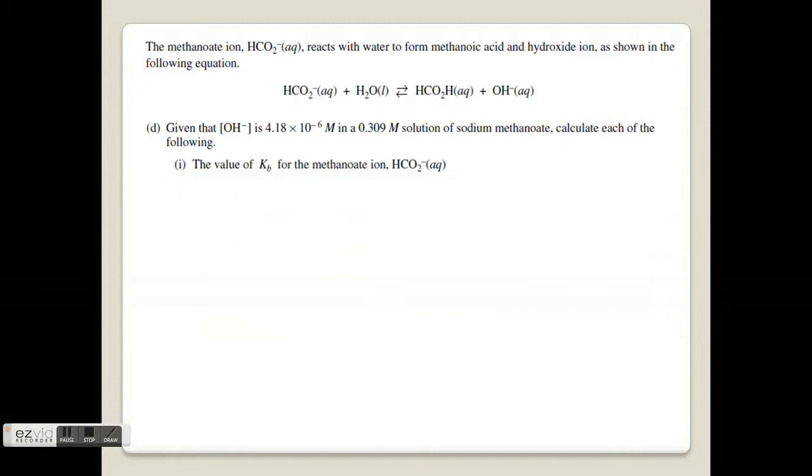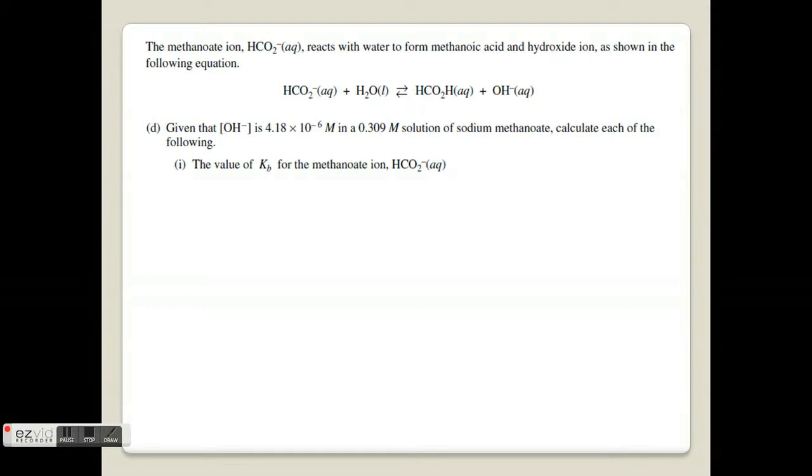For part D, the methanoate ion, HCO2 minus, reacts with water to form methanoic acid and hydroxide ion as shown in the following equation. Given that OH minus is 4.18 times 10 to the negative 6 molar in a 0.309 molar solution of sodium methanoate, calculate each of the following.